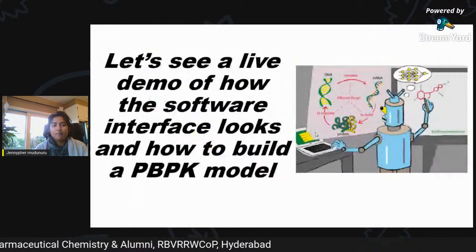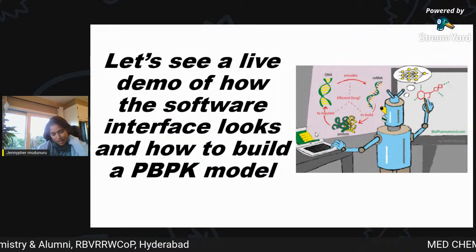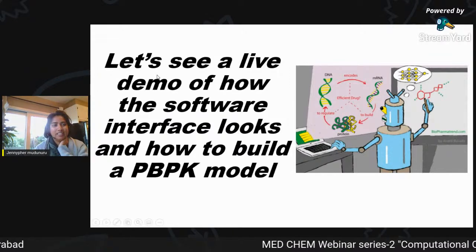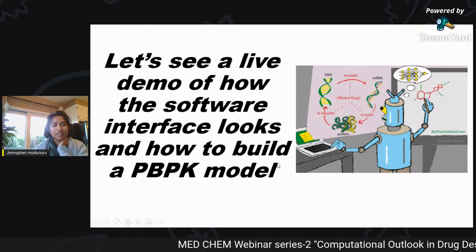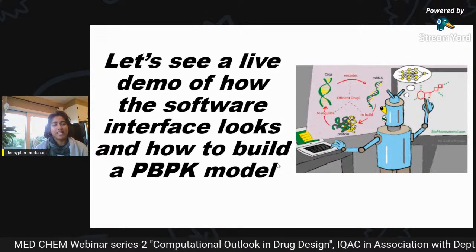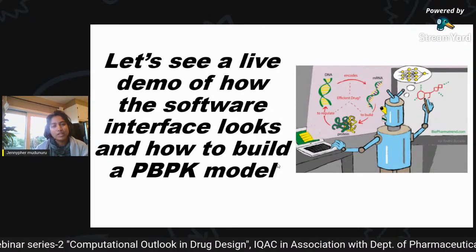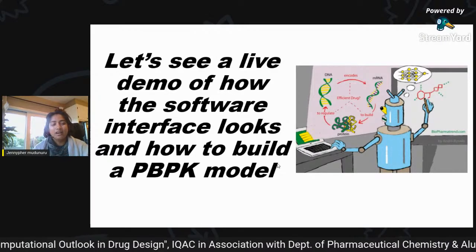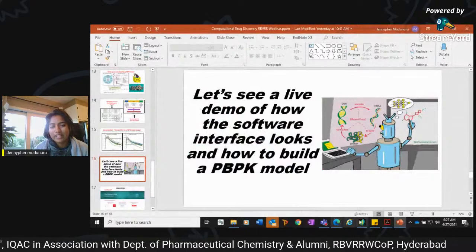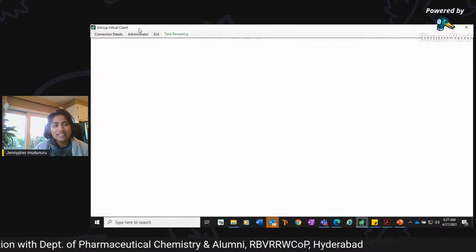So with that, I'm going to go into the next part and show you a demo of how this interface looks, how SimCyp looks, and where we are inputting the data and how everything looks in the software. So I'm going to quickly switch screens here.